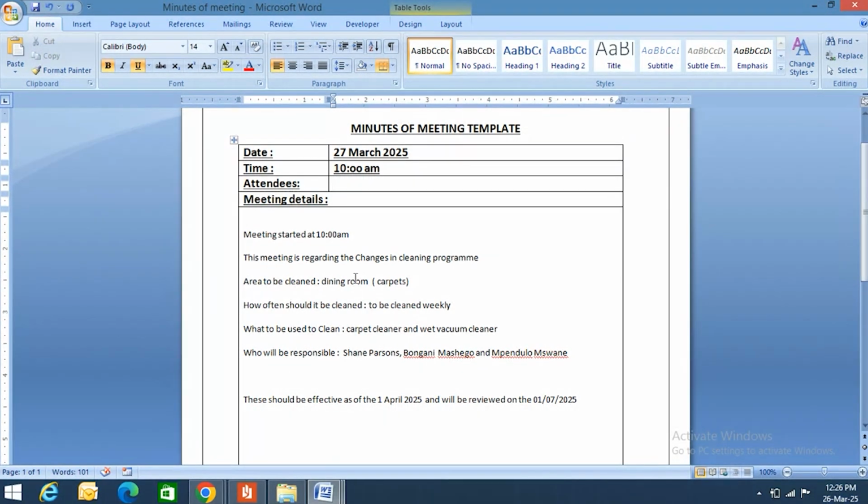Oh, okay. I'll take out this information for now. Kitchen staff. You are going to say the area to be cleaned is the kitchen. Kitchen floor, right? How often? Weekly. What are you going to use? Everything that we stipulated here that we're going to be using.